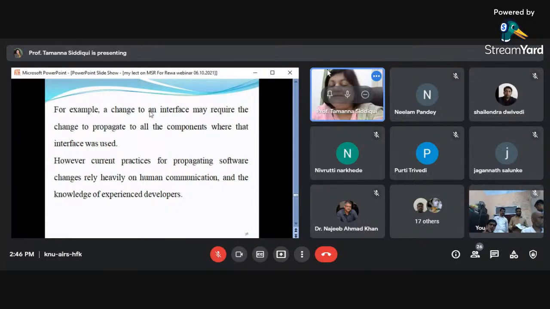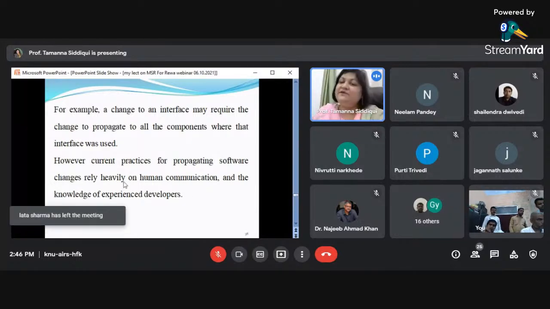For example, a change to an interface may require the change to propagate to all the components where that interface was used. However, current practices for propagating software changes rely heavily on human communication and the knowledge of experienced developers. So if you are able to automate this process, it will be a good research area.